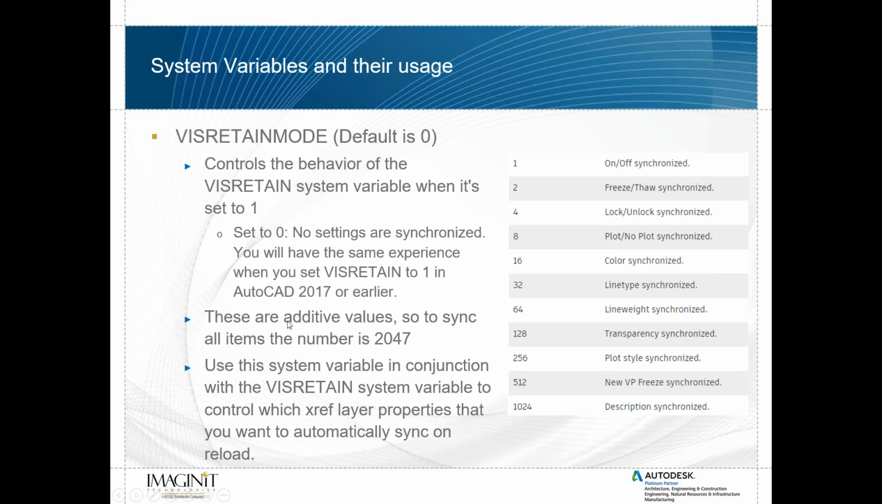So these are additive values. To sync all items, the number is 2047. That is all of these numbers together. This is a system variable used in conjunction with the VisRetain system variable to control which XREF layer properties you want to automatically sync on reload. If you have VisRetain Mode set to anything other than 0, it will override any of your layer overrides for plot, no plot, color, line type, line weight in your drawing every time it's opened.